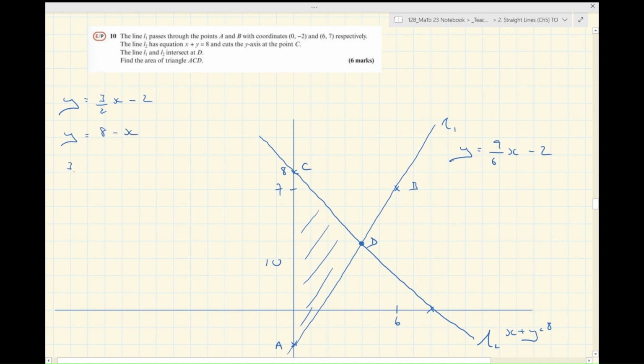So I can solve those simultaneously. y equals this and y equals that, so this equals that. Plus x to both sides, 5 over 2 x equals 10. So divide both sides by 2.5, x is 4. So the x-coordinate at that point is 4. So I now know the height of my triangle is 4. So the area of the triangle is 10 times 4 divided by 2, 20. And that's my answer to question 10.